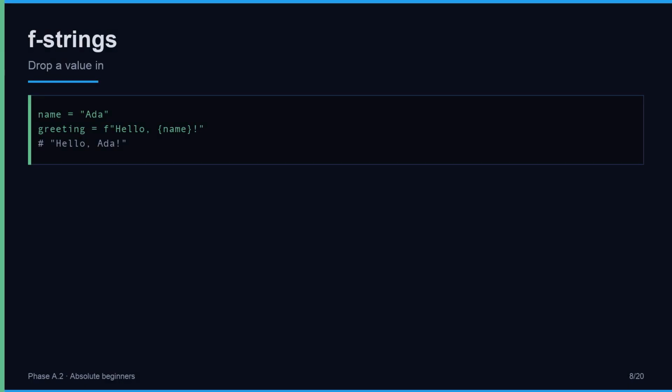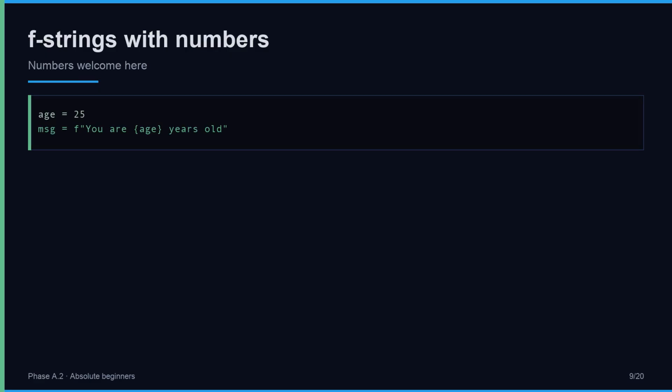Now for the friendliest tool in all of Python, the f-string. Put the letter F before the opening quote, and you can drop a variable straight into the text by wrapping it in curly braces. Name holds "Ada", so the f-string becomes "hello, Ada". The braces are a little window where a value pops into the sentence. F-strings make building sentences feel almost like writing English, and they are the tool you will reach for every day. Drop a value in.